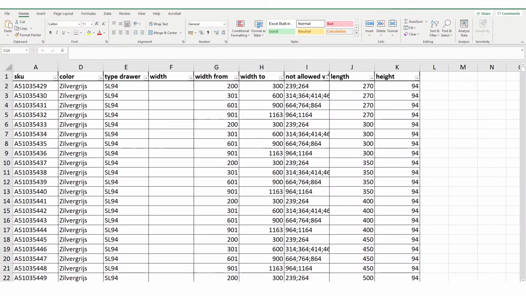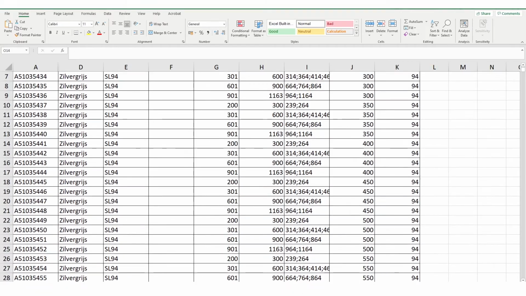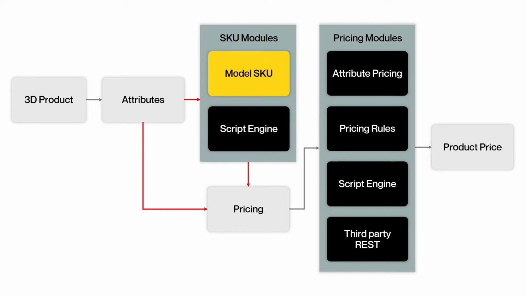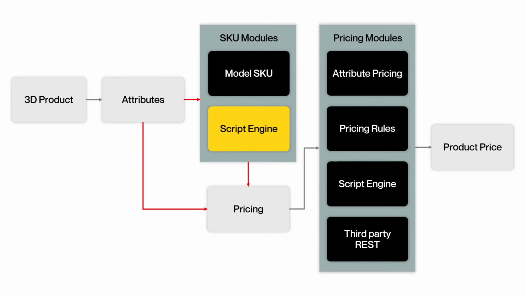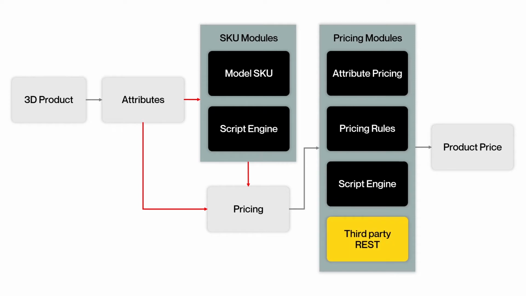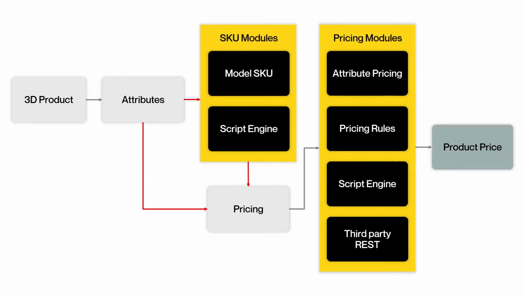Every company has its own system of using SKUs and pricing for their products and its parts, so that's why Expivi created an advanced pricing system that can handle any SKU and pricing method a company is using. Expivi has created several methods, or as we call them, modules, that can be chosen to get the correct SKU and pricing. For the SKU, we have the Model SKU module and Script Engine. For pricing, we have the Attributes Pricing, Pricing Rules, Script Engine, and Third-Party REST module. Again, to get the correct price of a configured product, we need to have the correct SKU and pricing.